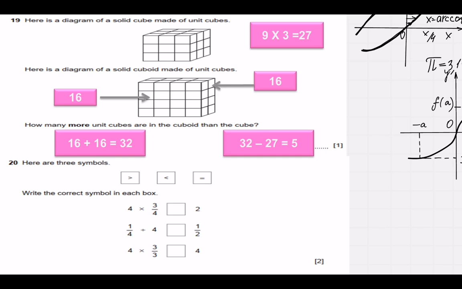Okay. 4 times 3 over 4. So I multiply 4 times 3, 12. 12 divided by 4, 3. So it's greater than 2.